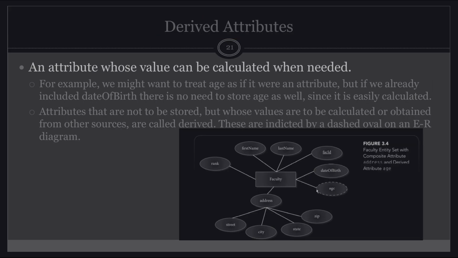Derived attributes, that's going to be the age attribute here. It's represented with this kind of dashed notation, okay? And the thing with derived attributes is that they're calculated from a different attribute. In this case, you use the date of birth to calculate the age, okay? And you're not going to store the actual age. However, you have explicitly defined that, hey, you can get the age of the faculty. It's not stored, but you can get it by doing some calculation using the date of birth, okay?